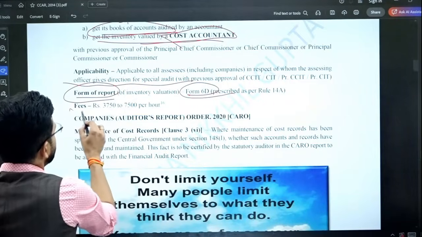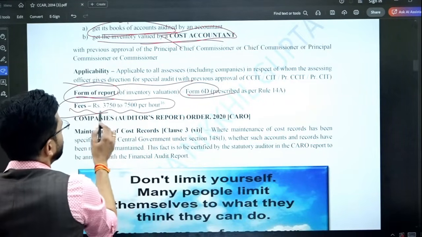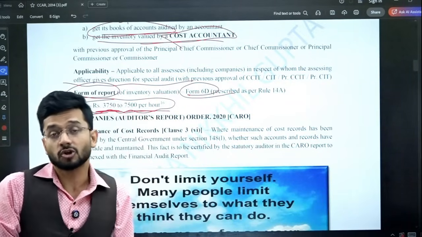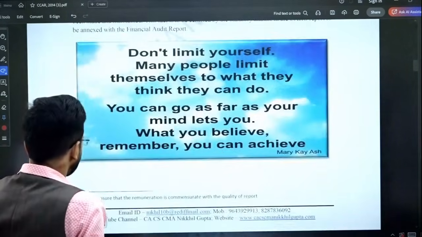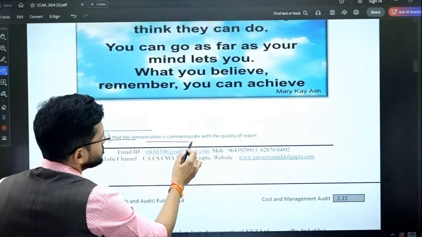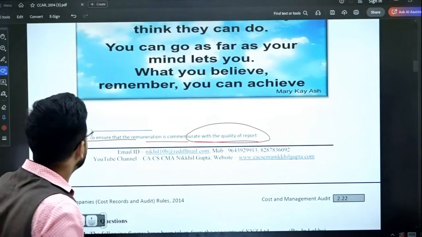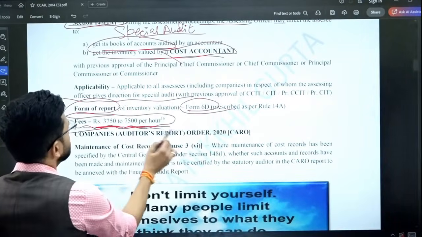Okay. What can be the fees? Fee can be somewhere between 3750 to 7500 per hour. This is recommended by the Institute of Cost Accountants. So this is just a recommendation. Okay. So CCIT to ensure that remuneration is commensurate with quality of the report. So CCIT can commensurate it with the quality of the report, but can be around this range.